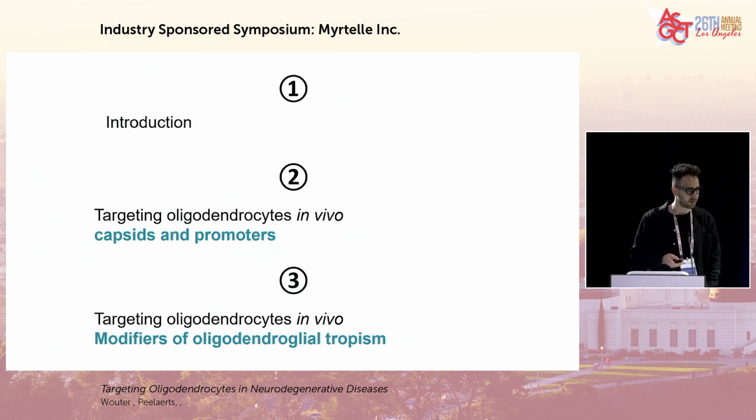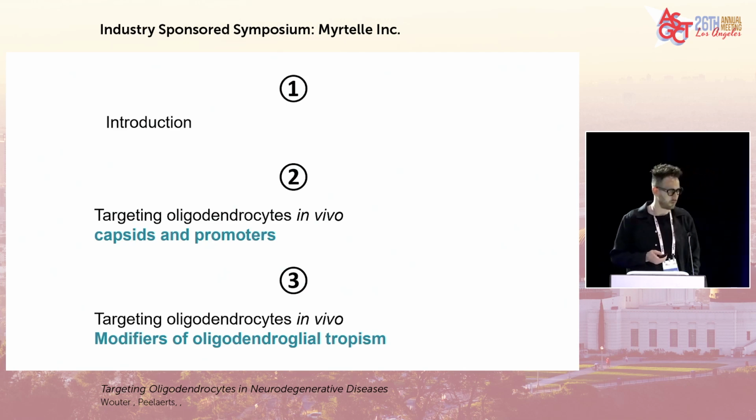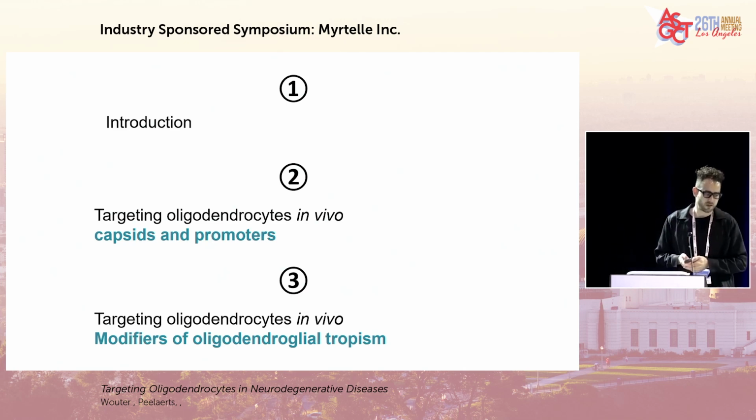First, I'll start with a quick introduction to oligodendrogliopathies, primary oligodendrogliopathies, and some of the different modalities that have been used over the last couple of years. We'll also discuss the types of capsids and promoters that have been used to drive specific expression and specific targeting of oligos in vivo. And finally, I'll say a few words about modifiers of oligodendroglial tropism, discussing injection timing as well as administration routes and how this can affect oligodendroglial tropism.